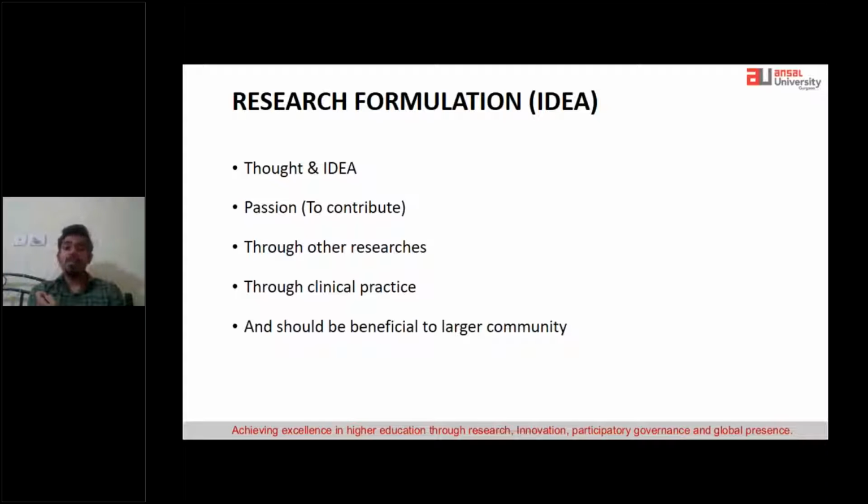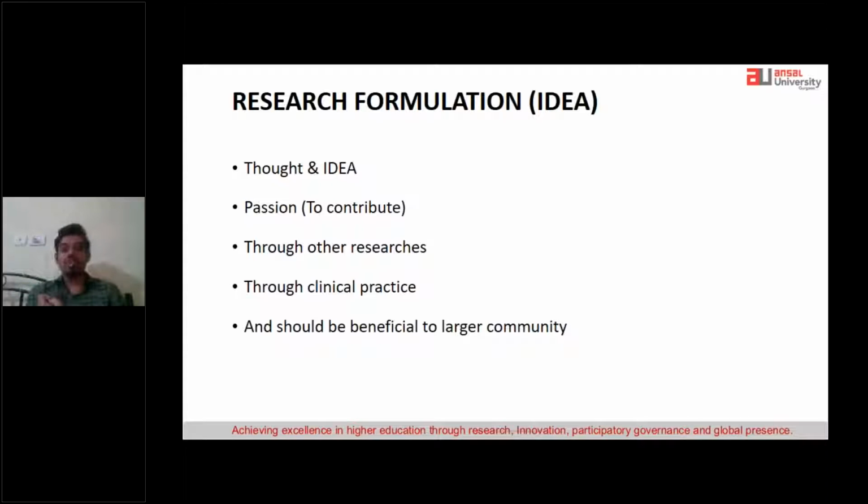Ideas can also come through other researchers. You might be reading some other articles, or going through somebody else's research, and you find that this much information is given, but there was some relevant information which was missing, or the researcher has not looked into it. So that is the gap you have found in that research.